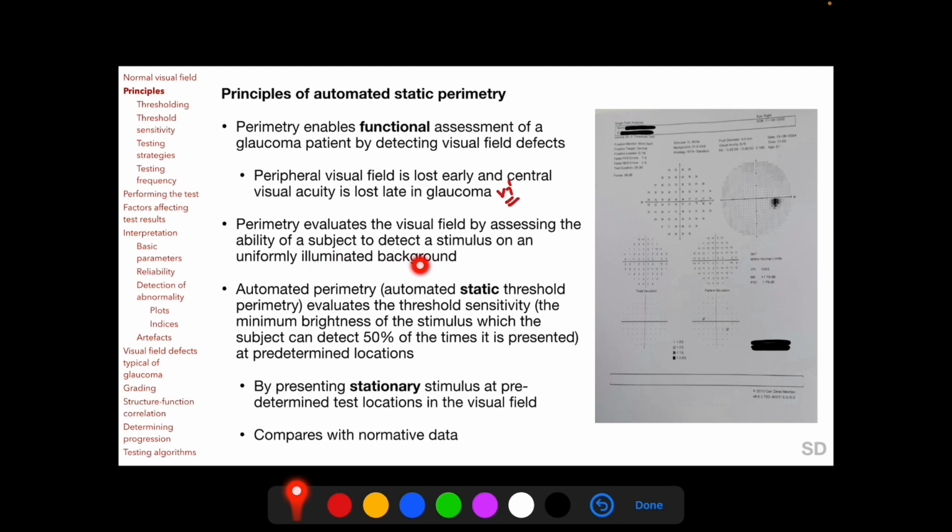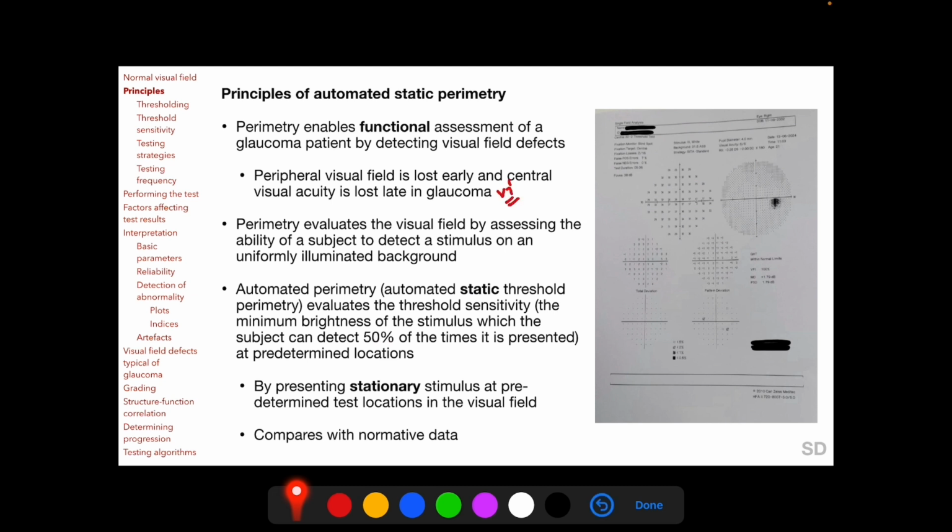uniformly illuminated background. Automated perimetry, or more specifically automated static threshold perimetry, evaluates the threshold sensitivity at predetermined locations in the visual field. Threshold sensitivity at a particular test location is the minimum brightness of the stimulus which the subject can detect 50% of the times the stimulus of that intensity is presented at that test location.